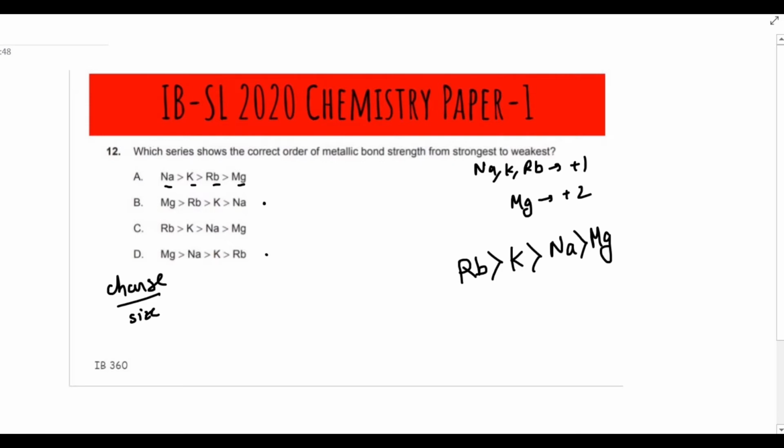Next is sodium. Sodium, potassium and rubidium all have the same charge. So the smallest one among sodium, potassium and rubidium will have the highest charge to size ratio, or the highest charge density, and we can say that sodium has the smallest size among these. So after magnesium, it would be sodium, then potassium, and then rubidium if we compare the sizes. So option D is the correct answer to question 12.